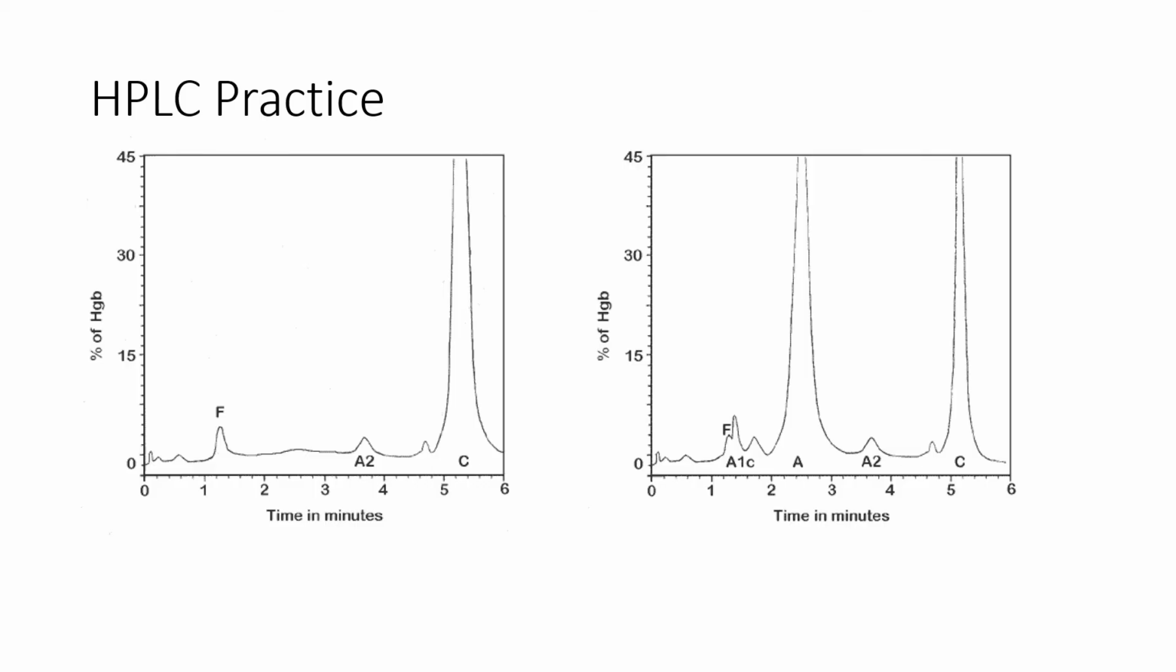And here, the left image shows hemoglobin C disease. Again, we are missing our A peak, and the majority of our hemoglobin elutes within the C window. And here, hemoglobin C trait, where we have maintained the majority of our hemoglobin as hemoglobin A with a significant amount in the C window.